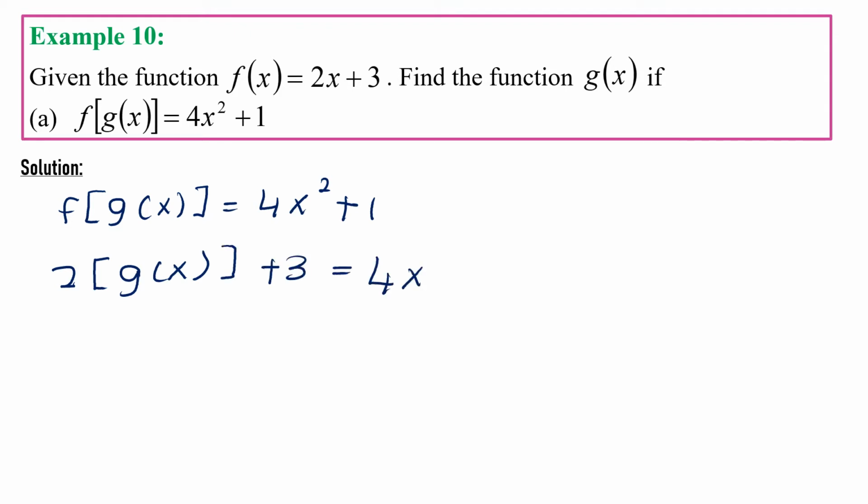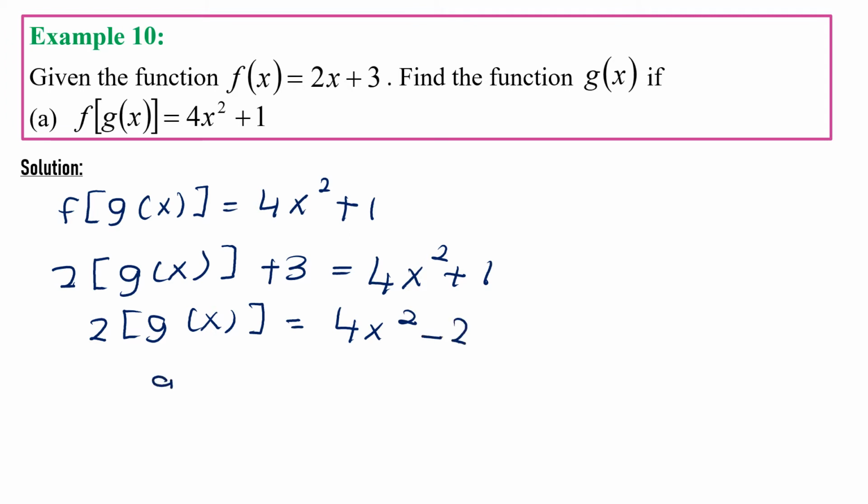Alright, and then we just rearrange this function to find the function g of x, which is 2x squared minus 1.